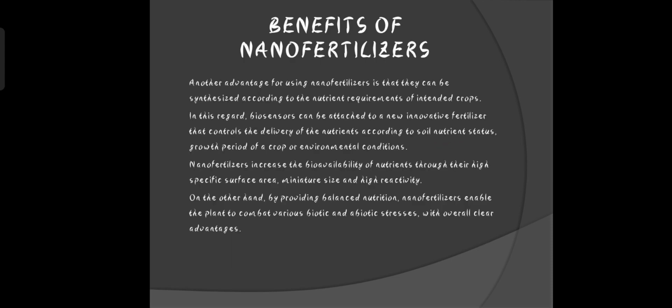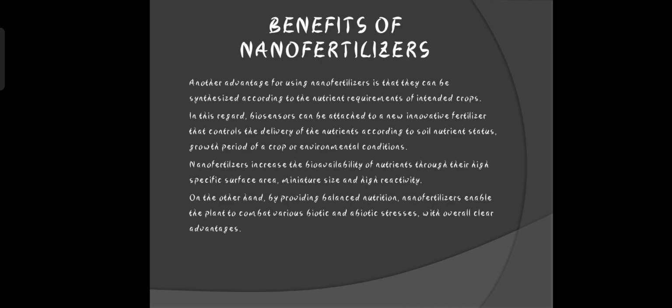Another advantage for using nanofertilizers is that they can be synthesized according to the nutrient requirements of intended crops. In this regard, biosensors can be attached to a new innovative fertilizer that controls the delivery of the nutrients according to soil nutrient status, growth period of a crop, or environmental conditions.